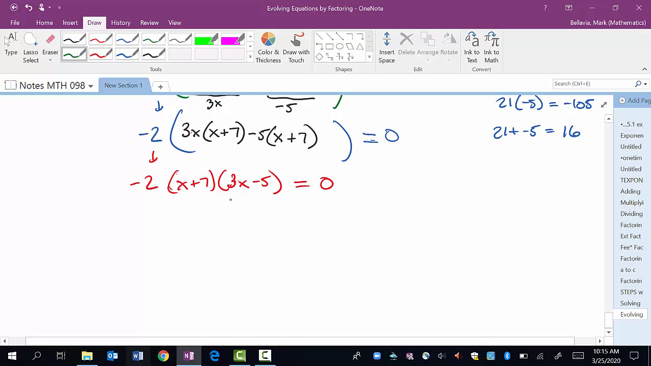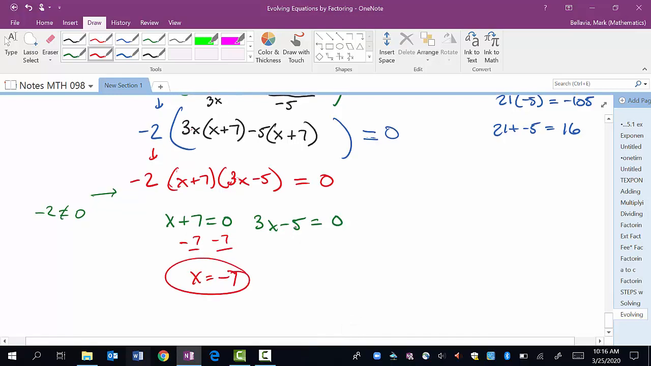Now what you want to do is set each factor containing a variable equal to 0. So for -2, do I set that equal to 0? The answer is no, there's no variable with it, so -2 doesn't equal 0. You don't need to use it in this problem. X plus 7, that does have a variable, so you want to say equal to 0. 3x minus 5, that also has a variable, that's equal to 0. And you want to solve these individually, so I'll subtract 7 from each side on this first one. I get x equals -7.